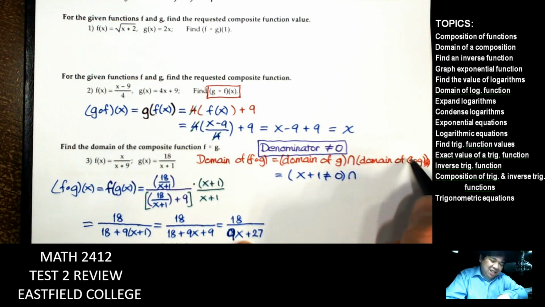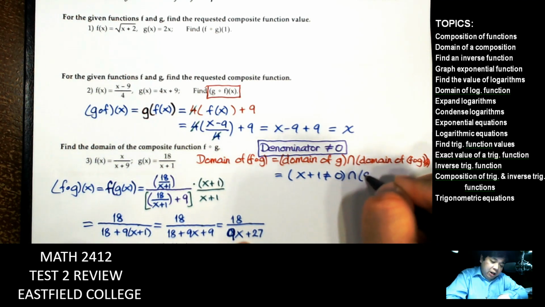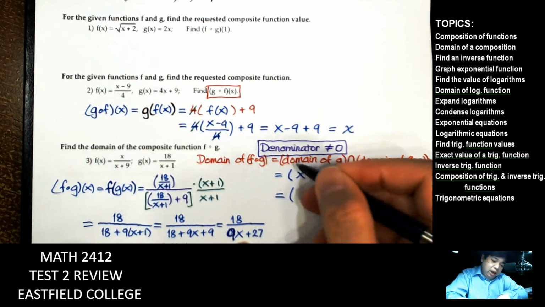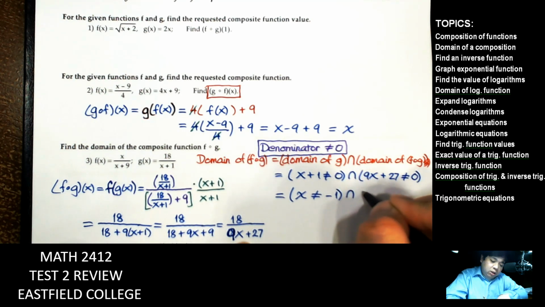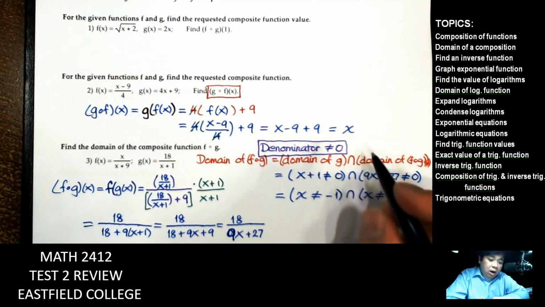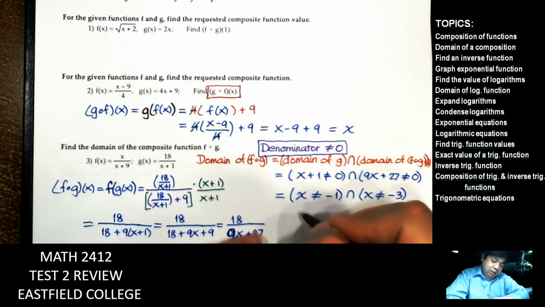If it is confusing, consider whatever this is as the end result of the computation. And we have 9x plus 27 not equal to 0 because that is the denominator. Cannot have that. Putting this together, we have x not equal to negative 1, intersect with x not equal to negative 27 over 9, so negative 3. So x is not equal to negative 1 and x is not equal to negative 3. So we have the domain.